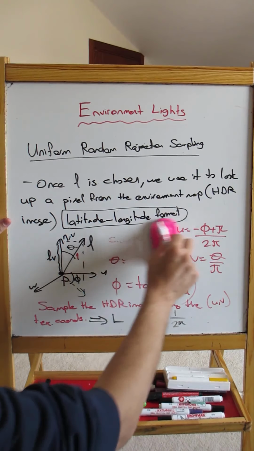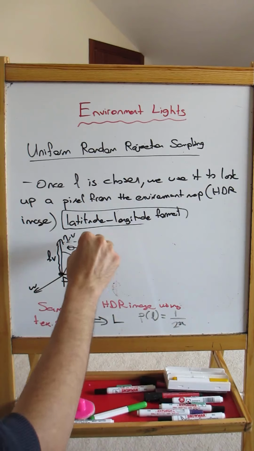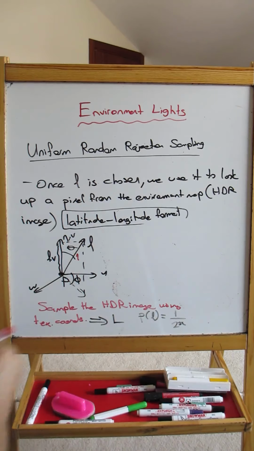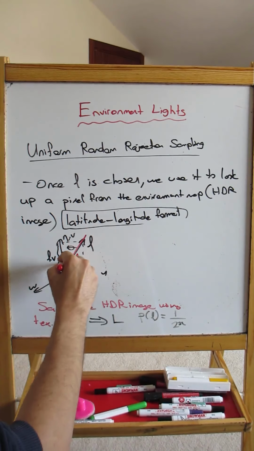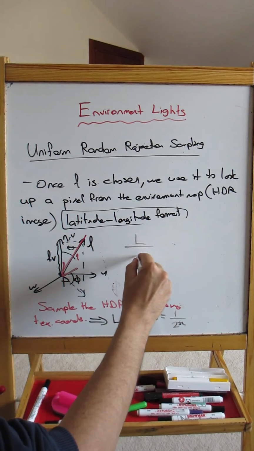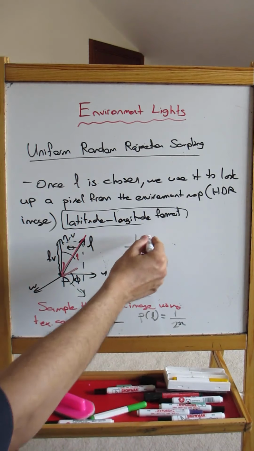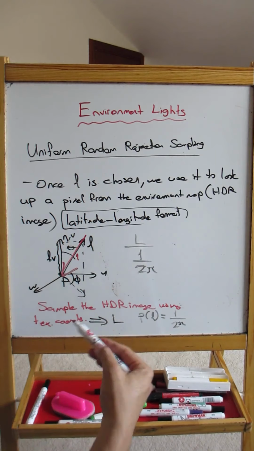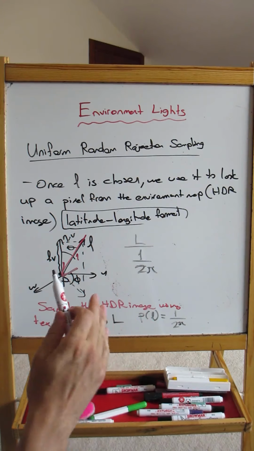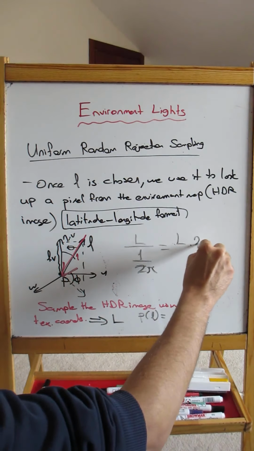So what we are going to return is this. The illumination contribution that we are going to make towards this point is going to be L divided by 1 over 2 pi. So we divide the value by the probability of selecting this, the same idea that we have done in area lights. And this is going to give us L times 2 pi.